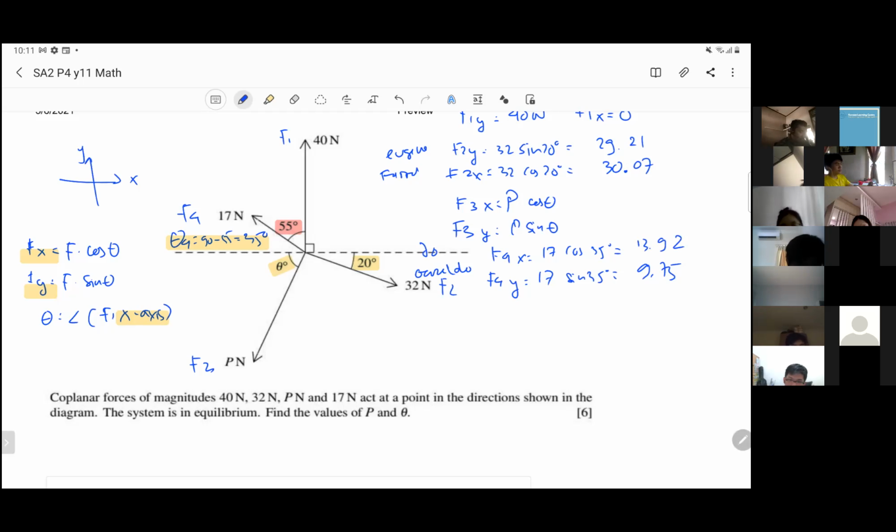Now, in this case, we need to also know what is being calculated here. So this is F1. Practically, it is F1Y. F1X doesn't exist. It's 0. It's nothing. Now, F2 here is this. This is F2 on the x-axis. It's going to the right. And F2 on the y-axis is going down.